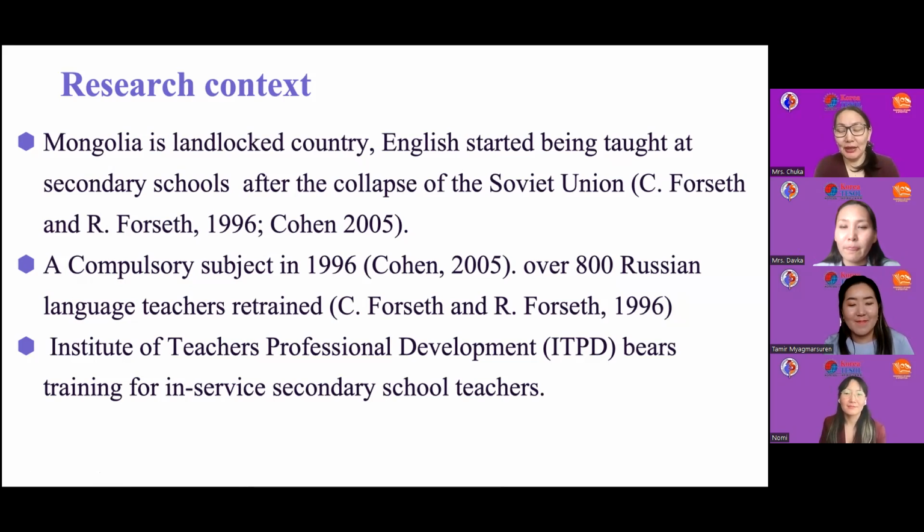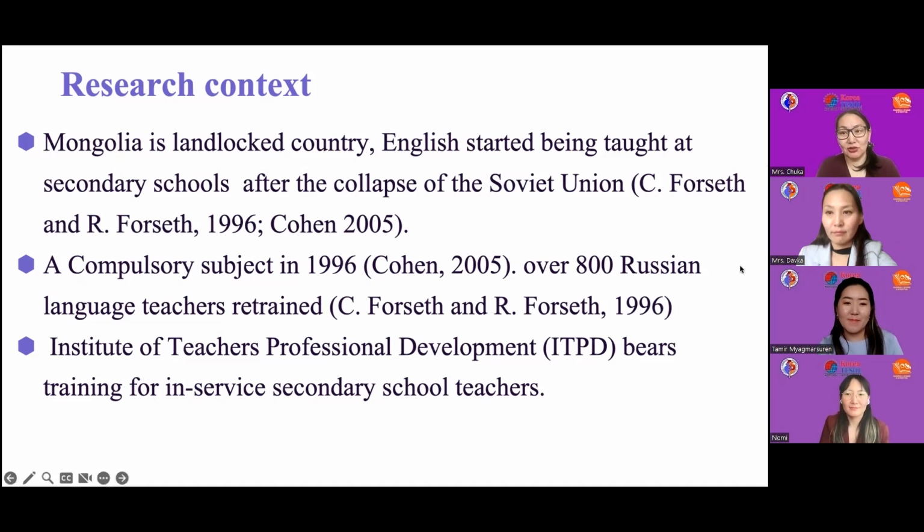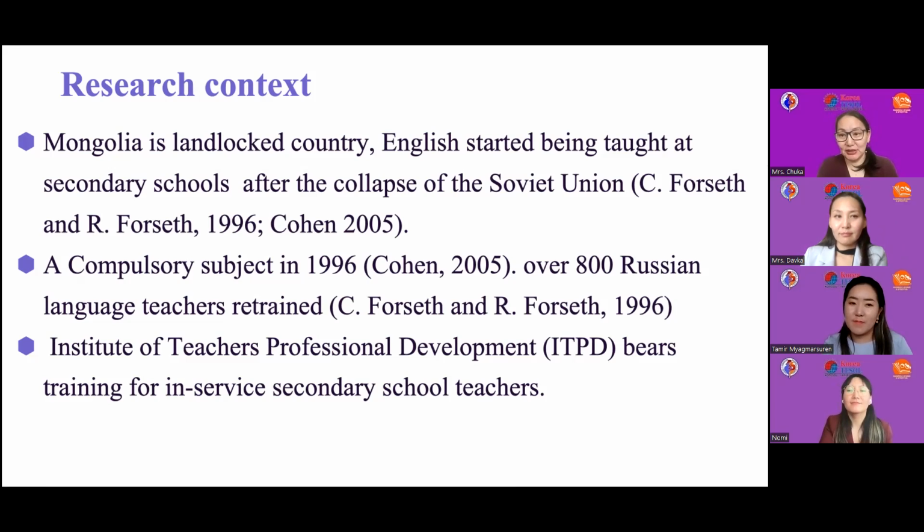1996. And at that time, Mongolian secondary schools urgently needed English teachers. Therefore, over 800 Russian teachers were retrained within a year. And of course, English teachers were also prepared for this purpose. Main development is mostly the responsibility of the Institute of Teachers Professional Development Center. And this center builds training for in-service and secondary school teachers.